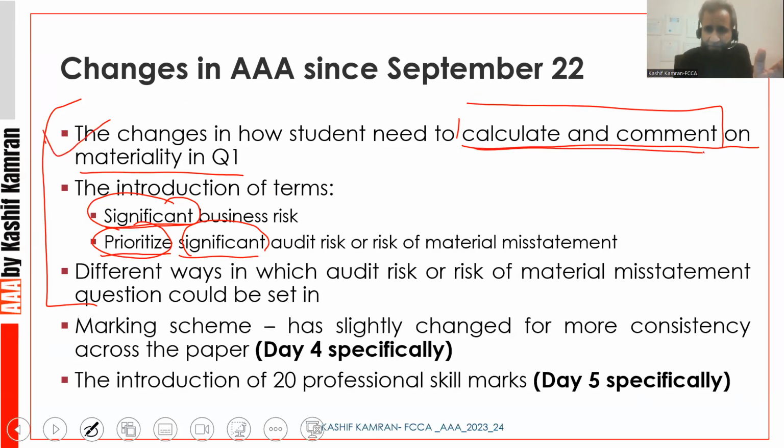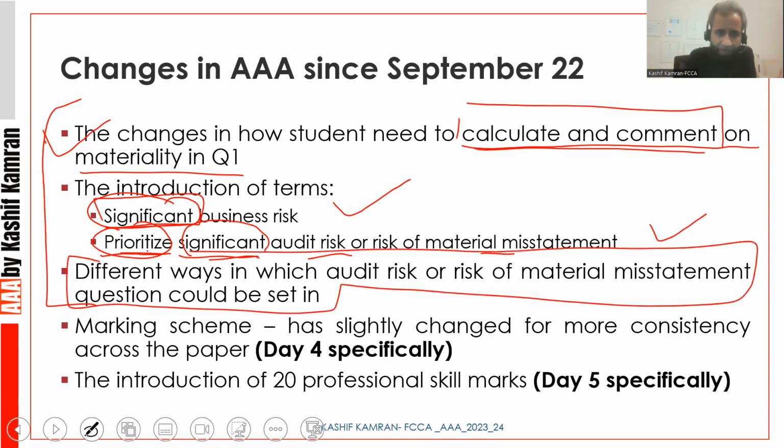We took an example of that from December 22, valid for all exams. Introduction of the term significant for business risk, we have done that. Prioritize and significant audit risk and ROM, we have done that. The last one is the different ways in which a question on risk can be set. This is covered in the examiner article, which is approaching the section A question under syllabus area D, and the examiner did test that change in the June 23 paper, and I just want to emphasize that.